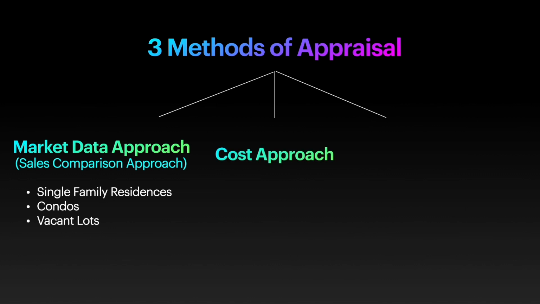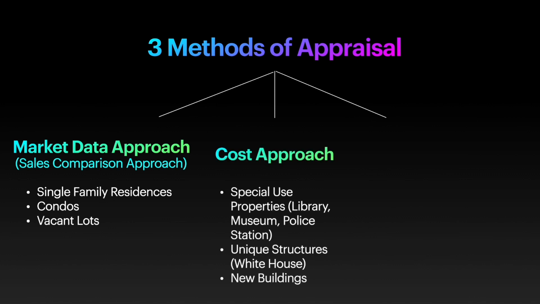The next approach is the cost approach. This would be used for special use properties like libraries, museums, or police stations, and unique structures like the White House, for instance, or for new buildings.